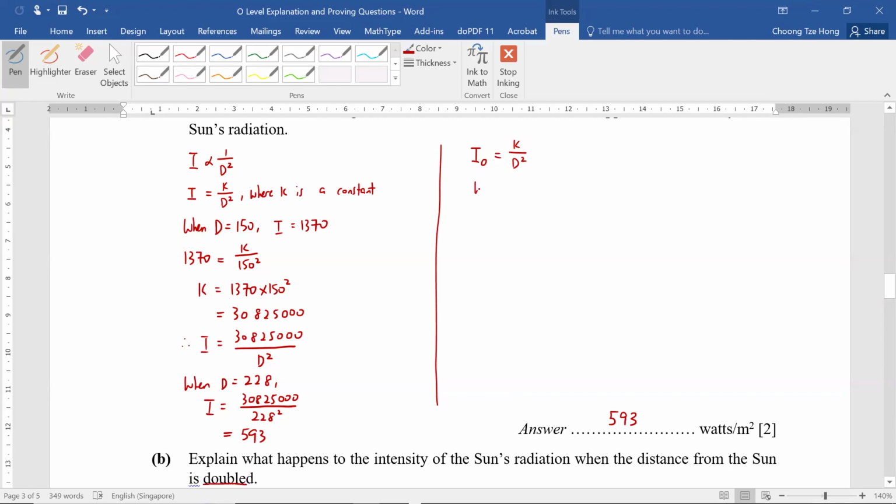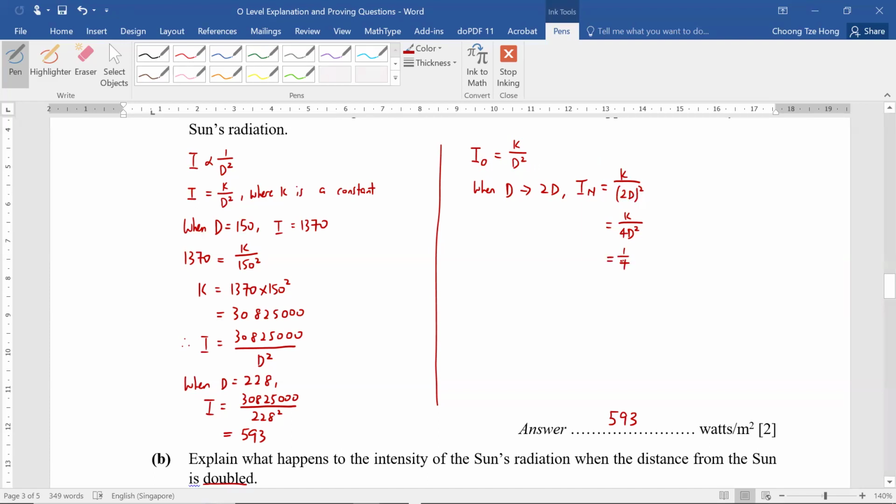So when D becomes 2D, we are going to have a new intensity. What would this new intensity be in relation to the original intensity I naught? So K over, always remember D squared. When D becomes 2D, we need to square the whole thing. Not just put 2 then D squared, must put bracket 2D squared. If you expand this, 2D whole thing squared becomes 4D squared. You should notice that you can actually separate this.